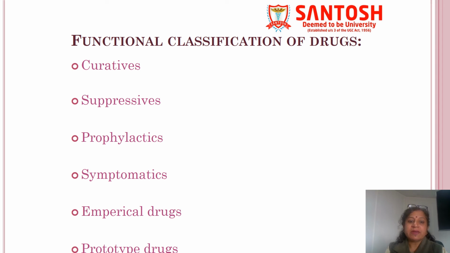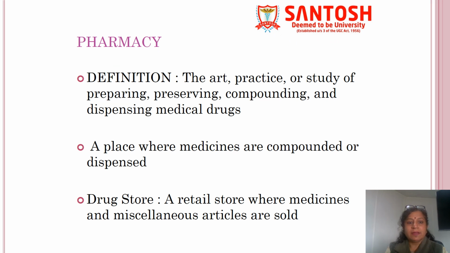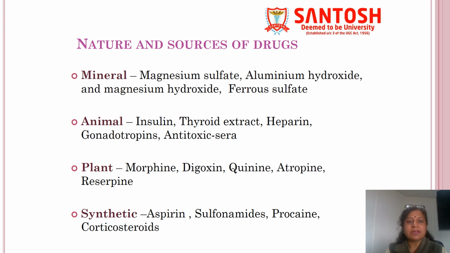There could be prophylactic drugs. Prophylactic, as I mentioned, are for prevention. Then empirical drugs, which are used for a broader spectrum. If we are not sure what organism is affecting us or producing that particular disease, then we may go for an empirical drug. This is the pharmacy definition. We have discussed this earlier as well, so no need to go into detail.